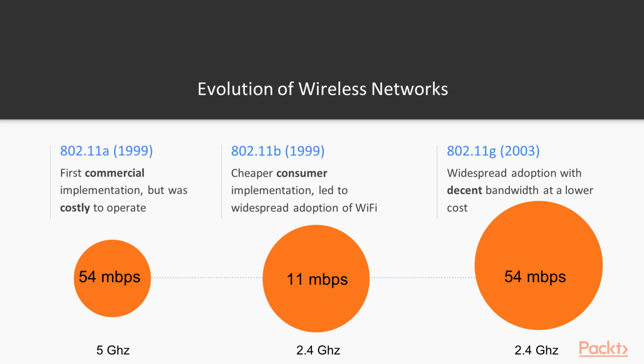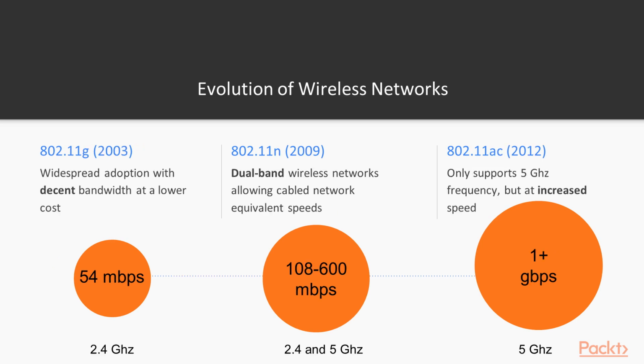But it wasn't really until 2003 when 802.11g came out, which allowed additional bandwidth based on the way that the frequency was being utilized, that led to a widespread adoption with much better bandwidth at a lower cost. If you'll notice, it went back up to 54 megabits per second. So we're able to use those cheaper radios, that 2.4 gigahertz radio, but still maintain that 54 megabits per second bandwidth. And because of this, widespread adoption came in Wi-Fi, and you started finding Wi-Fi everywhere you went.